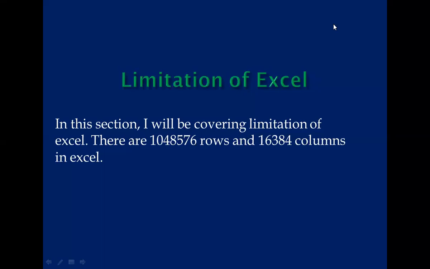Hi everyone. In this section, I'm going to cover the limitations of Excel. Every software, every tool has some limitations. So here the limitation of Excel is 10,48,576 rows and 16,384 columns in Excel. So how can we pick the row number and column number in Excel? I'll let you know.